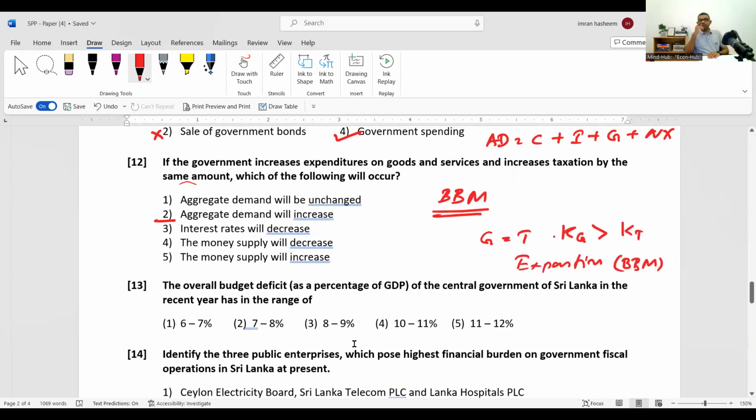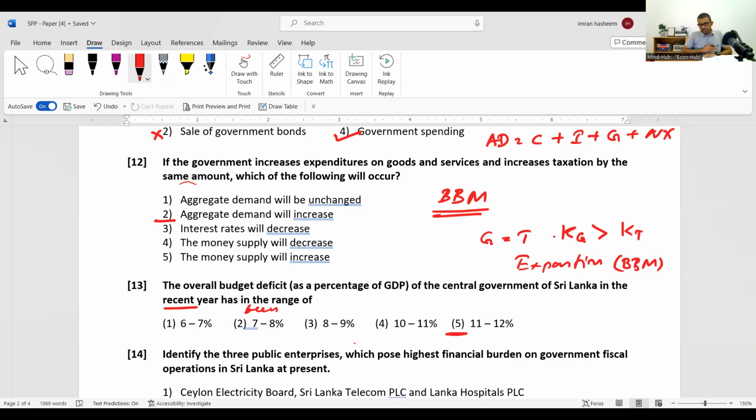Question 13. Overall budget deficit as a percentage of GDP of the central government of Sri Lanka, GOSL, in recent years, again the words recent years, has been in the range of... The correct answer is number 5. You have to understand our budget deficit as a percentage of GDP, which with the greatest difficulty, I have to say, we had kept below, or kept single digit.